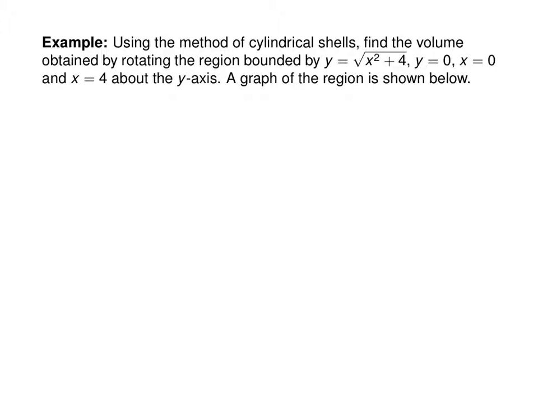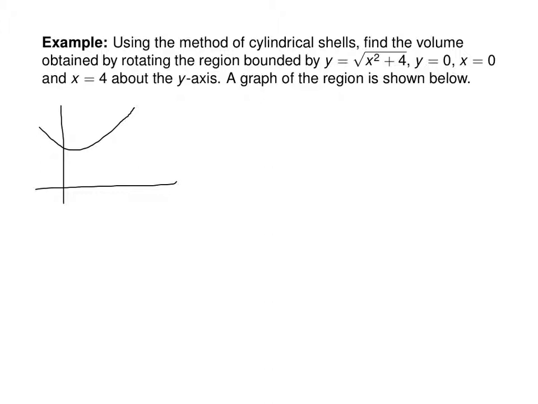Using the method of cylindrical shells, find the volume obtained by rotating y equals x squared plus 4, y equals 0, x equals 0, and x equals 4 about the y-axis. A graph of the region is shown below. Well, there is a graph of that region on your note sheet. Looks something like this.